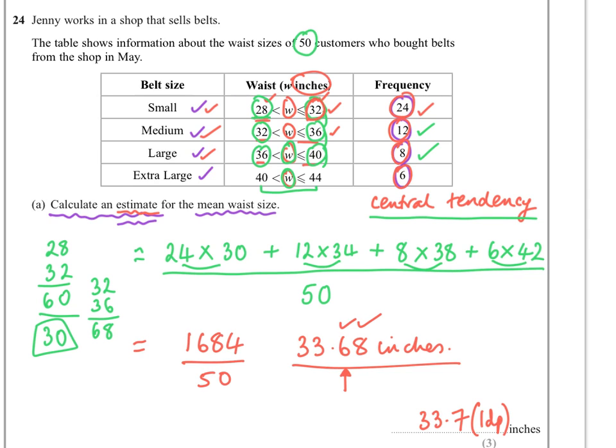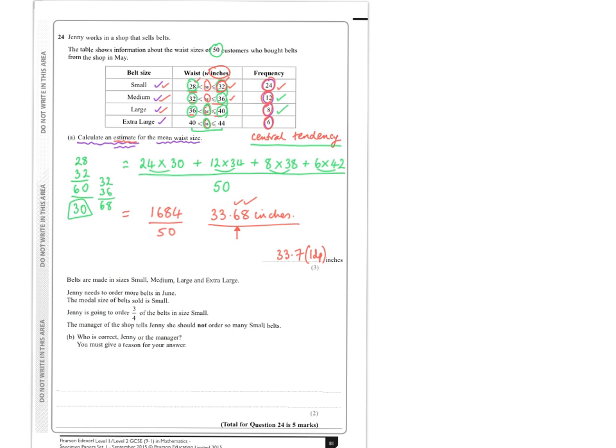on that. Now, a very, very difficult thing to understand here, so let's read it slowly. This is what makes, I think, a lot of the foundation papers really difficult in my opinion. So, you know, I do feel for some of the students here. It says, belts are made in sizes small, medium, large, extra large. Okay, that's shown there in the table above. And Jenny needs to order more belts in June.